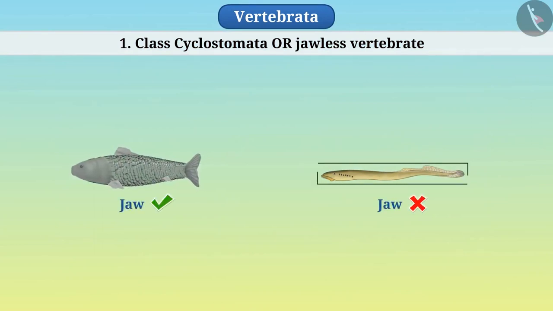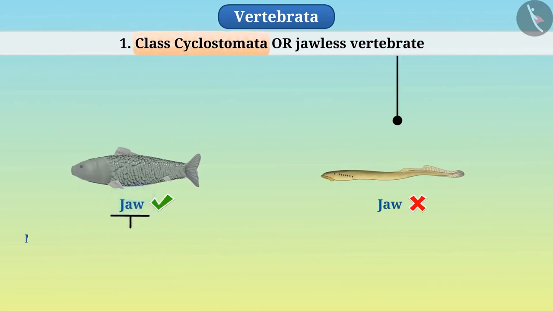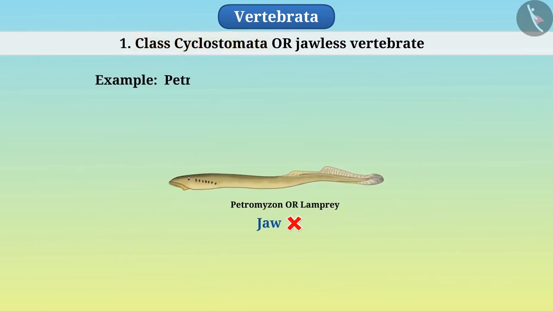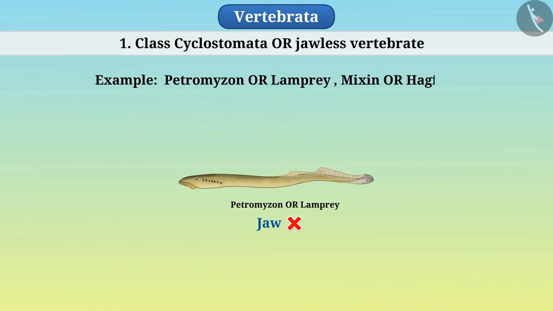Let's understand those. Some animals in the kingdom Vertebrata are jawless, while others have jaw. We place jawless animals in class Cyclostomata. Jaw is a mouth opening and closing structure. In some vertebrates, this structure is not present. That is, they are jawless. They are placed in class Cyclostomata. For example, Petromyzon or lamprey and Myxin or hagfish. All these are external parasites of some fish.